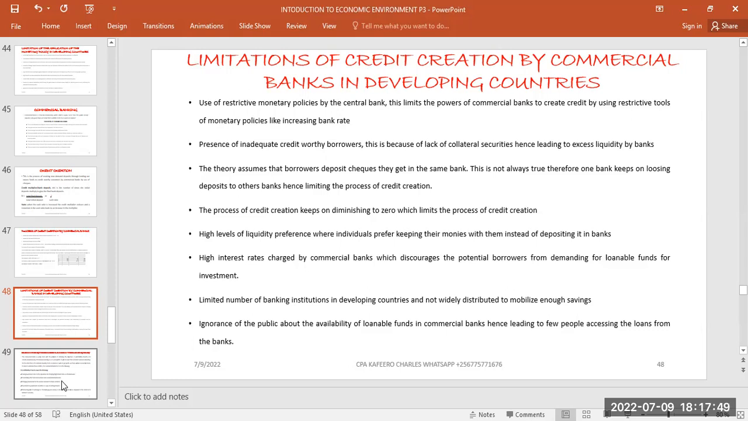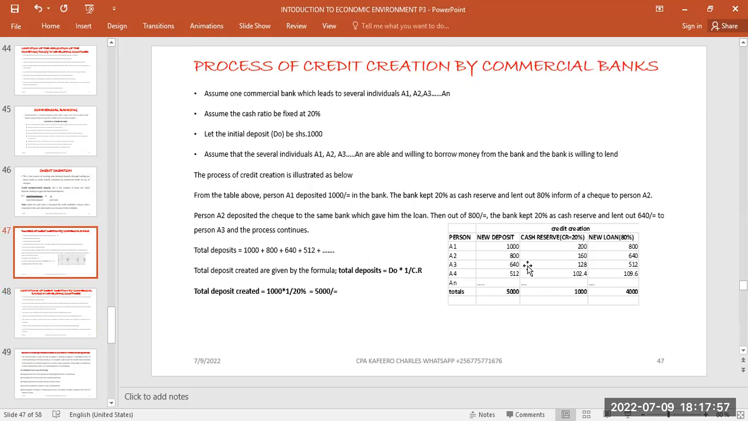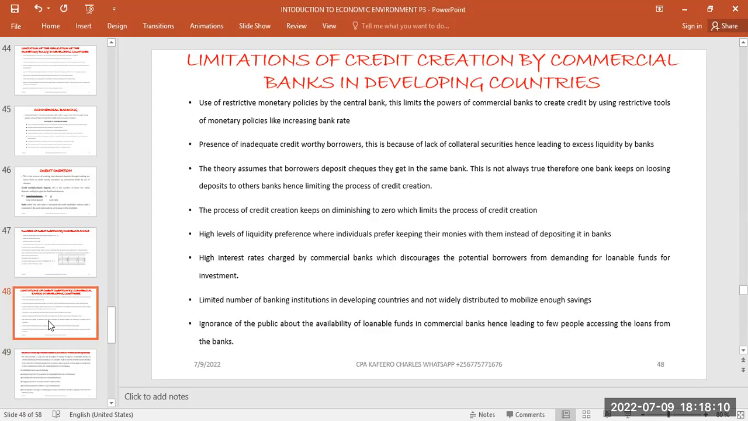The other one, we can talk about the process of credit creation keeps on reducing. We said if you try to look at this, you are seeing that this amount is reducing. So what does that mean? That if it reaches zero, of course you're supposed to stop there. Since it is at a diminishing rate, it also affects us, because it is reducing to zero, which limits the process. If it was going upward, we could be making a lot of money, at least from one customer.